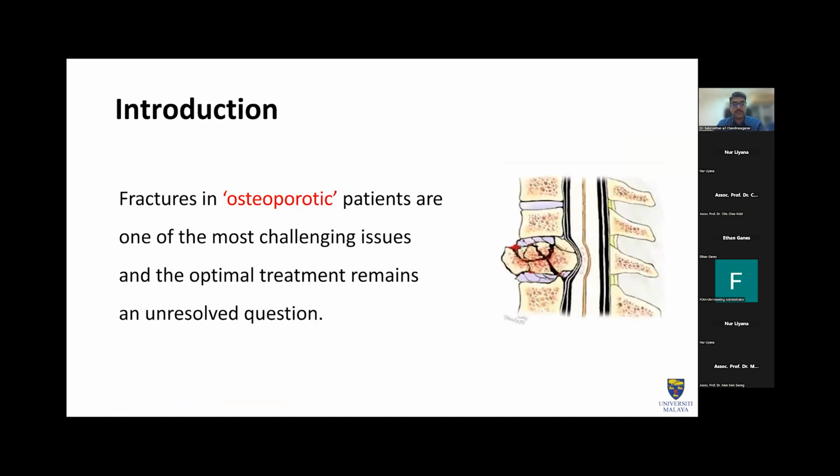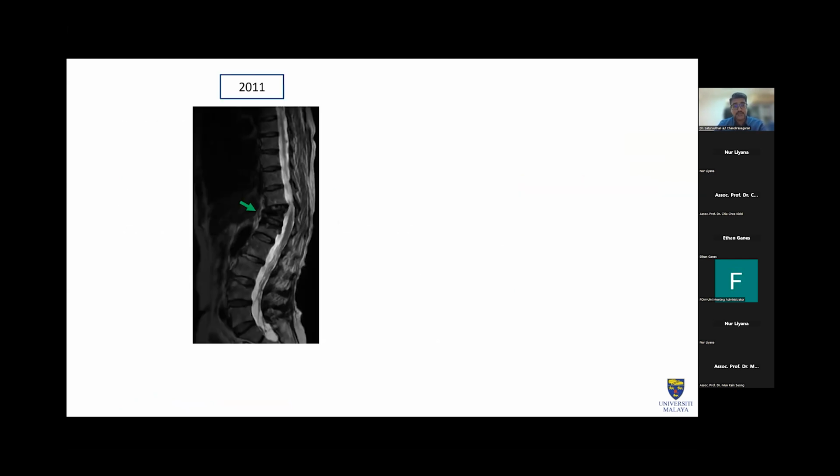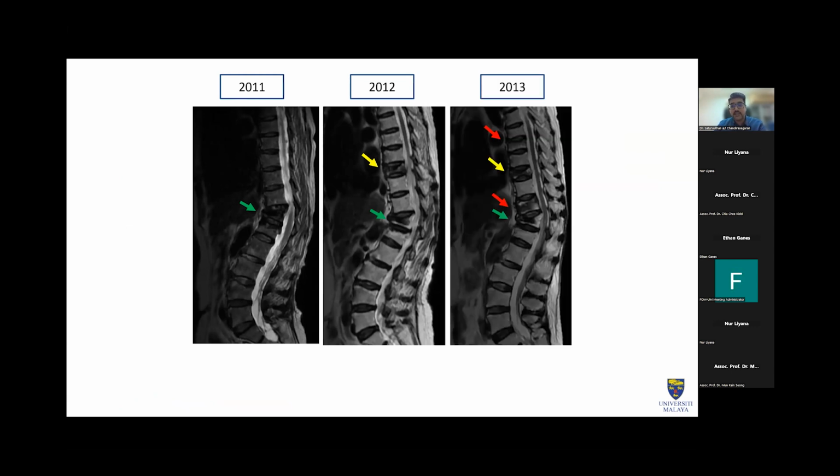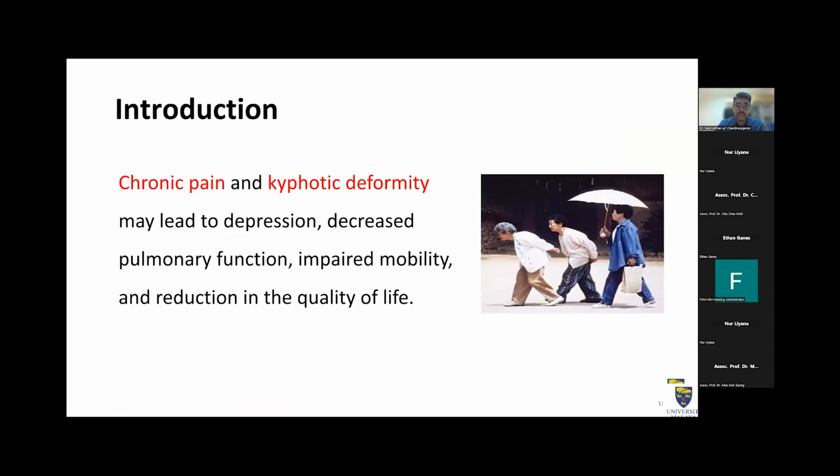Fractures in osteoporotic patients are one of the most challenging issues, and the optimal treatment remains an unresolved problem. This is a 70-year-old lady who presented with a T12 fracture in 2011. Subsequently, the next year, she suffered a T9 fracture, and the following year, she had T7 and T11 fractures, which contributed to a progressive kyphotic deformity. Chronic pain and kyphotic deformity may lead to depression, decreased pulmonary function, impaired mobility, and reduction in the quality of life.